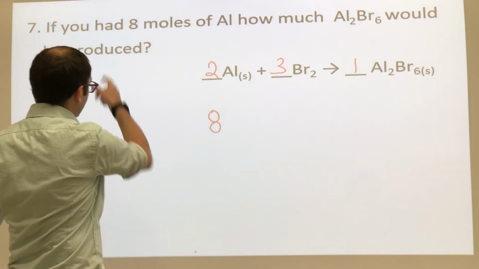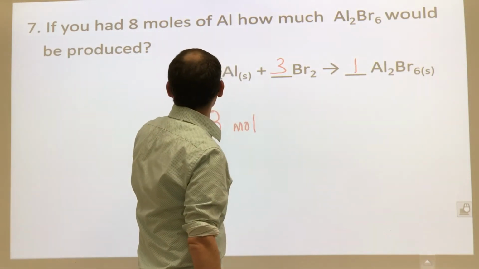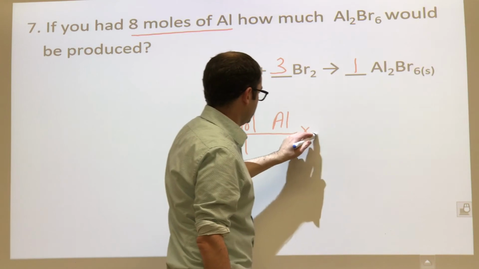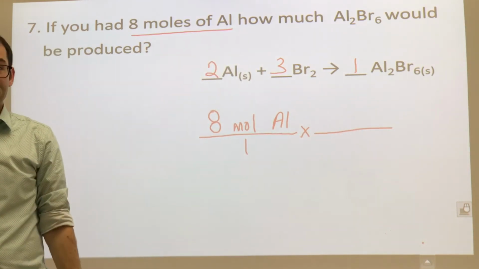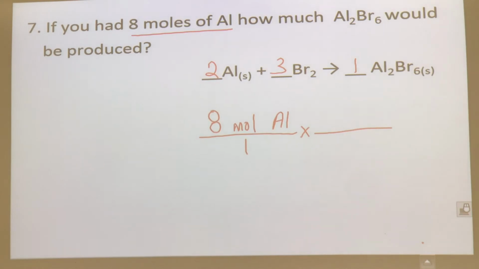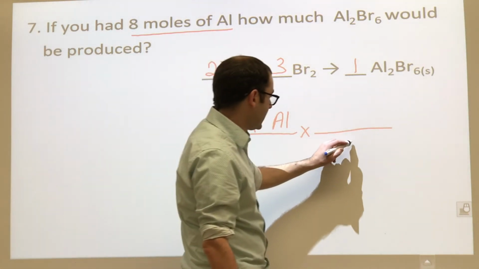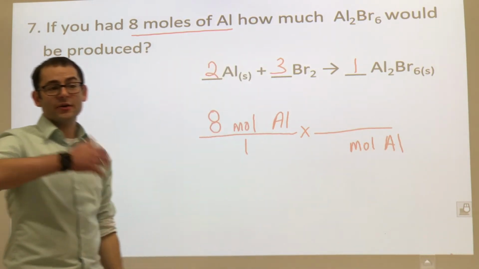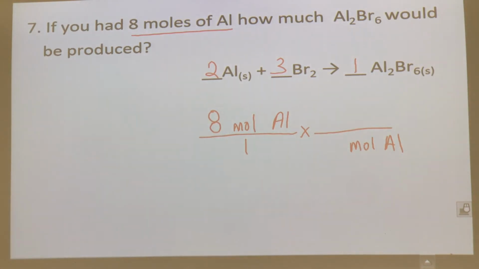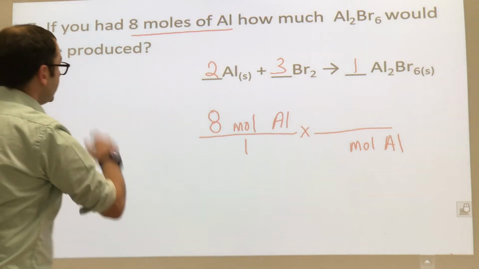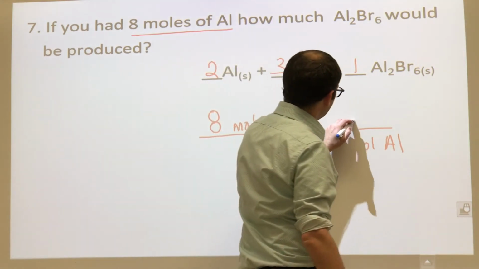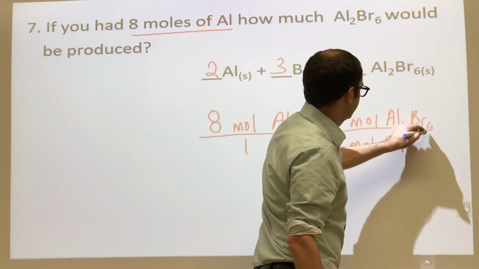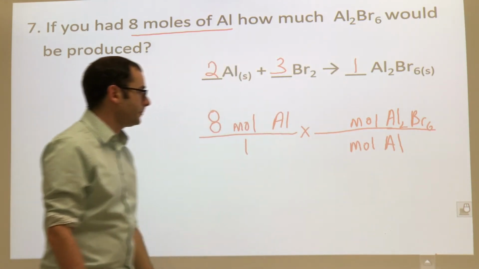So we're starting off with 8 moles of aluminum. What's going to go on the bottom? Yeah, moles of aluminum. And what are we trying to find? We're trying to find how much aluminum bromide would be produced. So that could be moles of aluminum bromide. Okay. Now this is new.